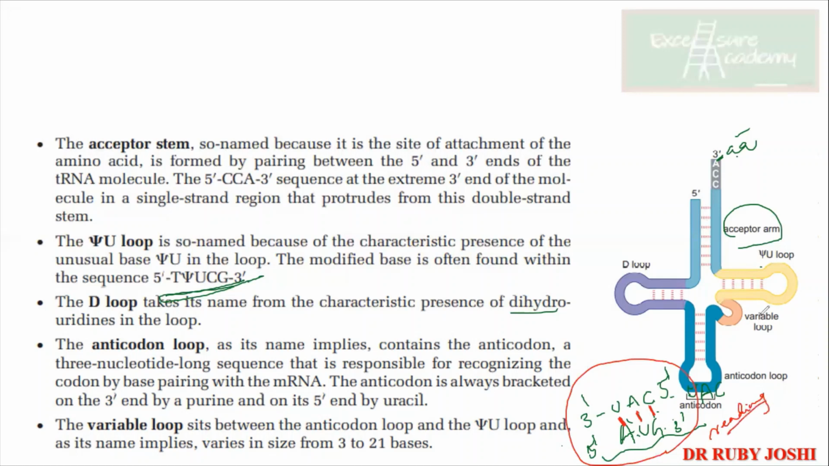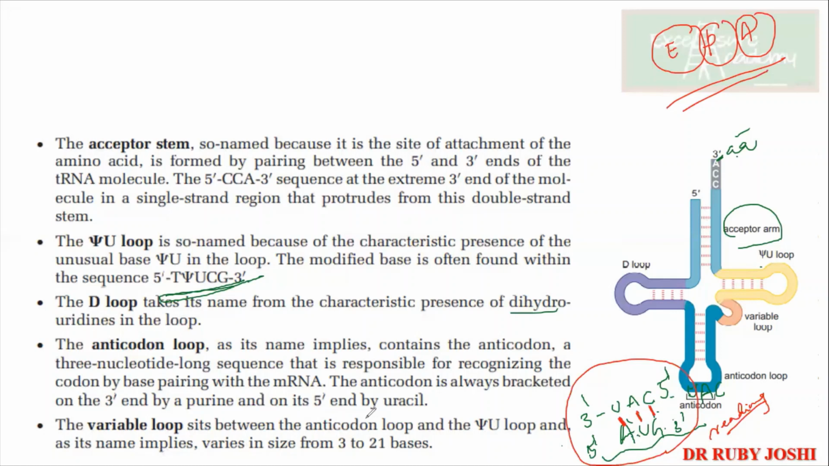Okay, now what is happening? We know that later in the ribosome we have the E, P, A sites in the 50S subunit of the ribosome, where the actual protein synthesis takes place. We'll come to that later. Okay, the variable loop sits between the anticodon loop and the pseudouridine loop, and as its name implies, it varies in size from 3 to 21 bases.